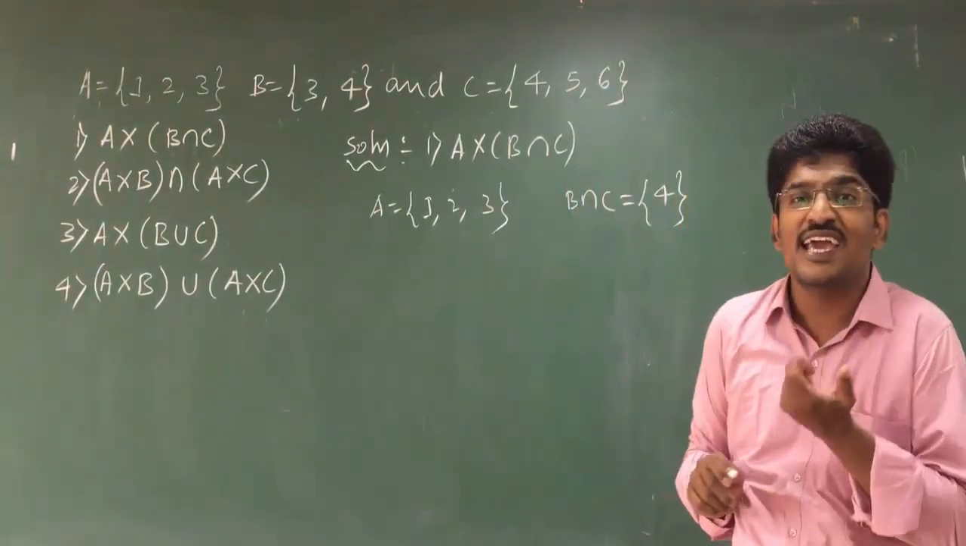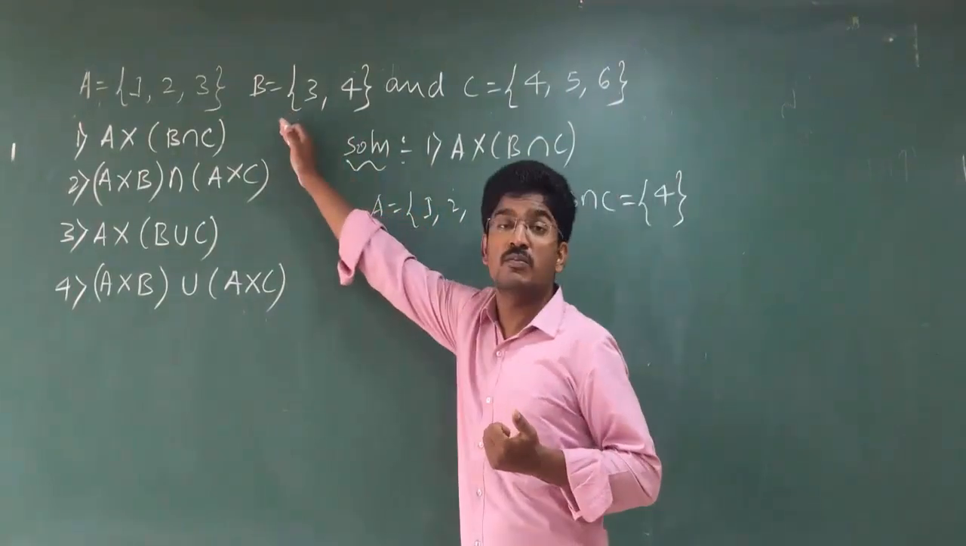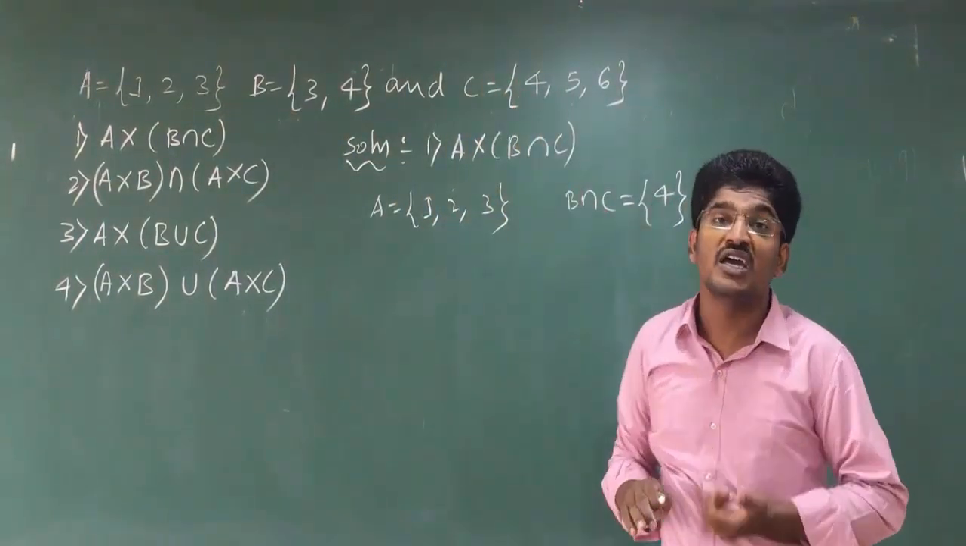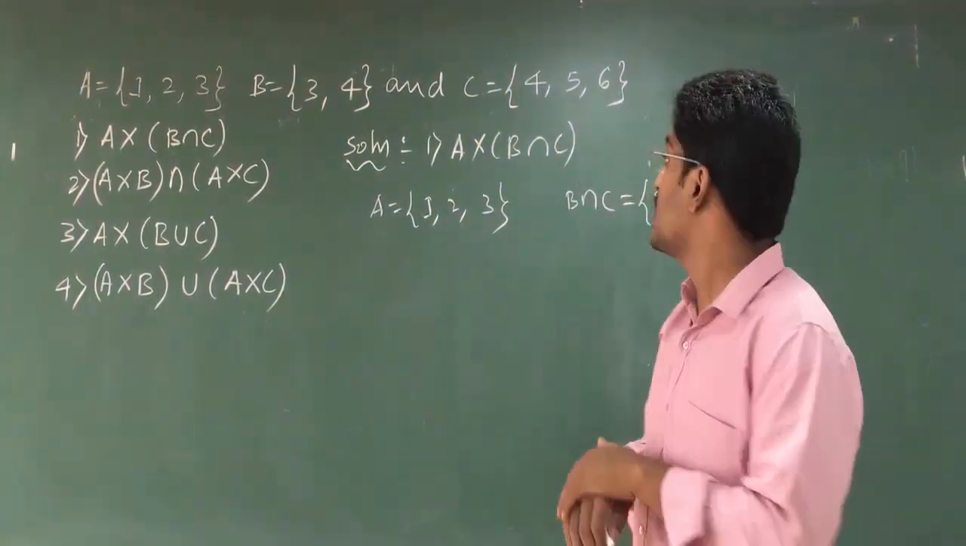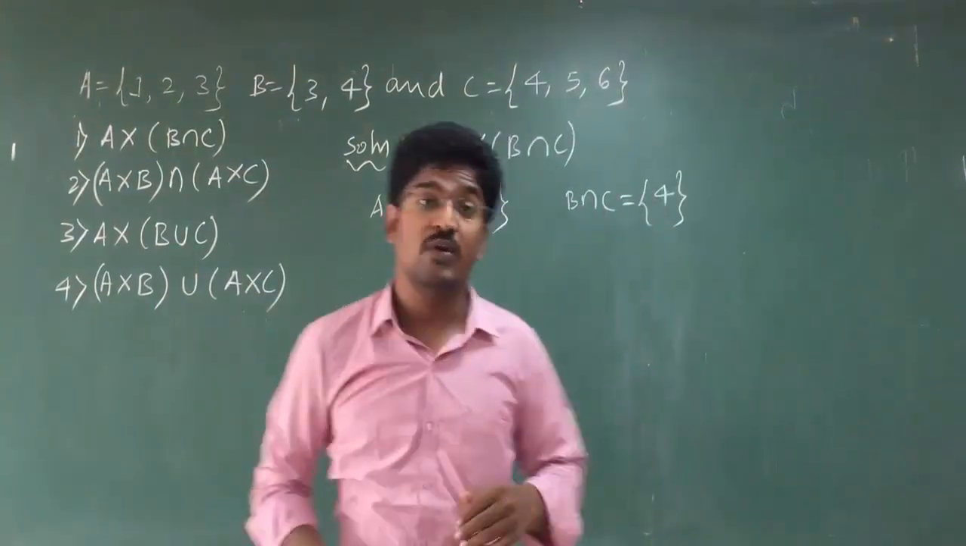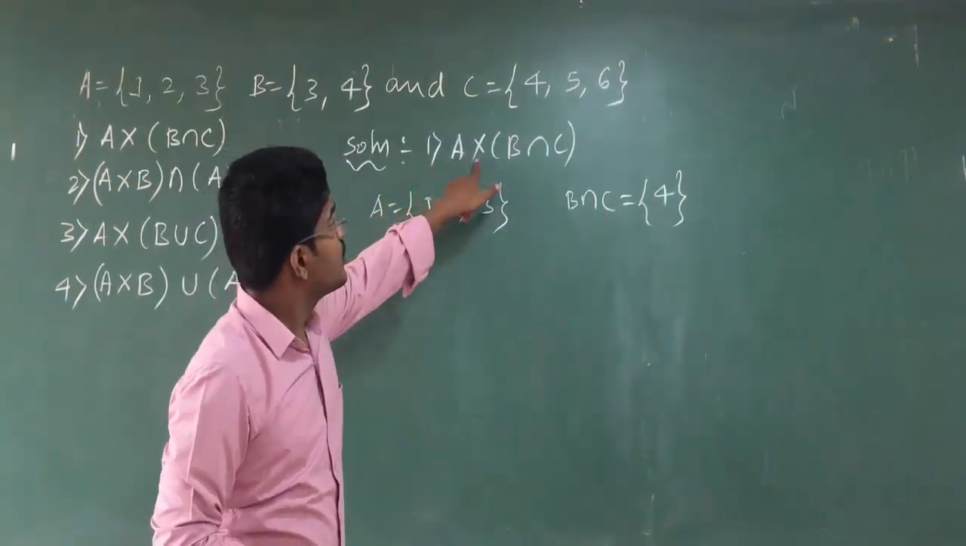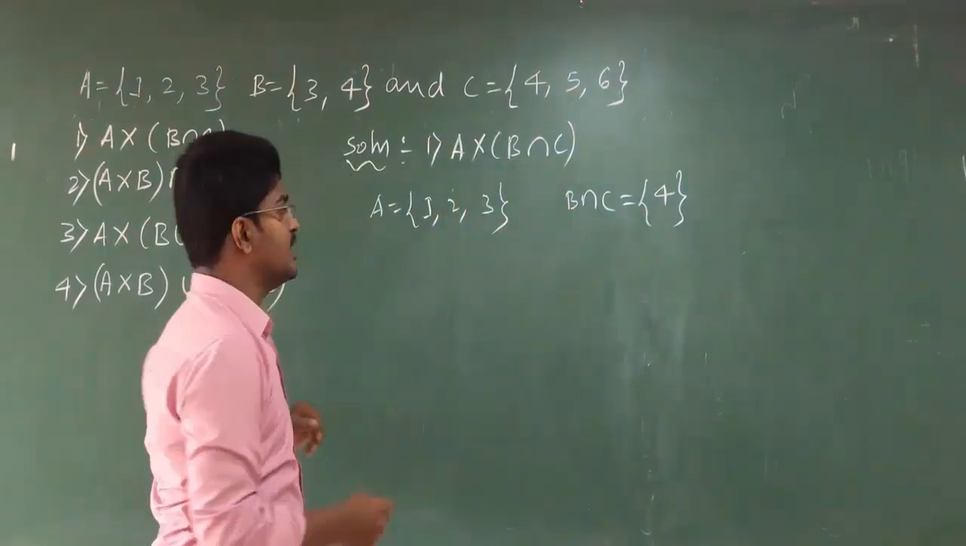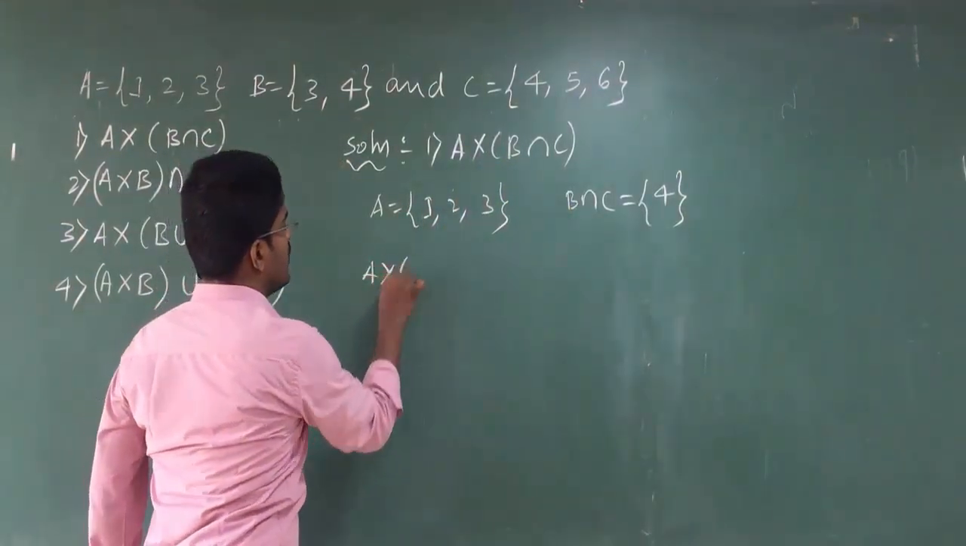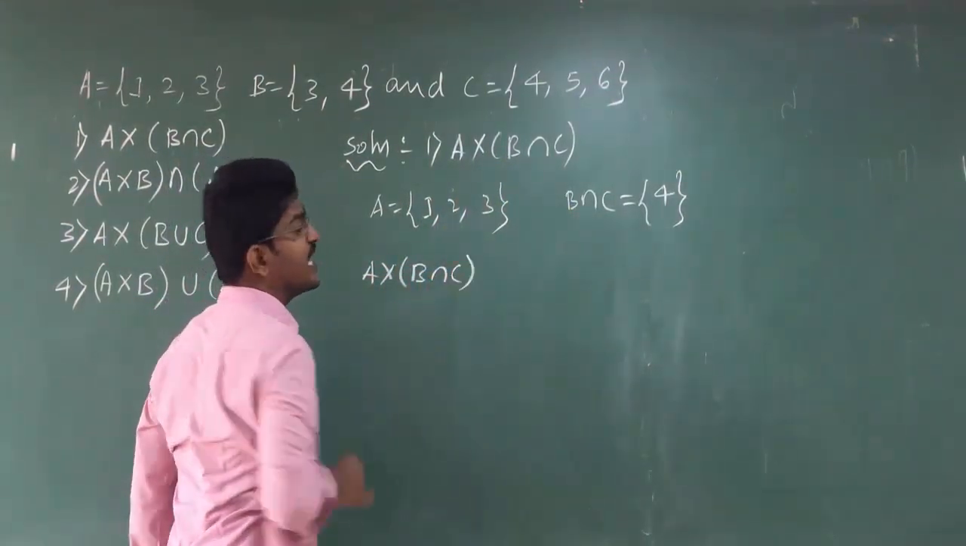So that means 4 is the only element which is common to both B and C. 4 ಅನ್ನೋದು ಒಂದೇ ಎಲಿಮೆಂಟ್ ಇರೋದು, B ಮತ್ತೆ C ಗೆ ಕಾಮನ್ ಆಗಿರೋದು. ಅರ್ಥ ಆಯ್ತಾ? ಓಕೆ, ಸೊ ಈಗ ನಾವೇನ್ ಕ್ಯಾಲ್ಕುಲೇಟ್ ಮಾಡಬೇಕು? A ಕ್ರಾಸ್ B ಇಂಟರ್ಸೆಕ್ಷನ್ C ನ ಕ್ಯಾಲ್ಕುಲೇಟ್ ಮಾಡಬೇಕು.